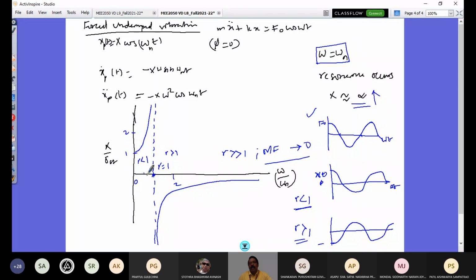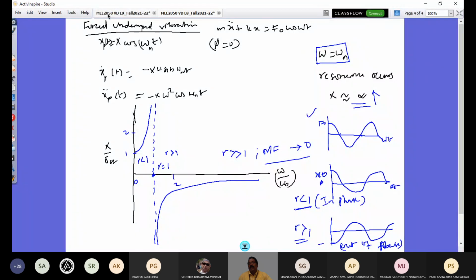The concluding remark here is that when r is less than 1, the steady state response is in phase with the excitation harmonic function, so they go together. When r is greater than 1, the response has a phase lag. So it is not in phase with the excitation frequency. It is out of phase. This is in phase, so we call this the forced vibration response being in phase with the excitation function. Here it is out of phase. This is what we concluded in the last class.